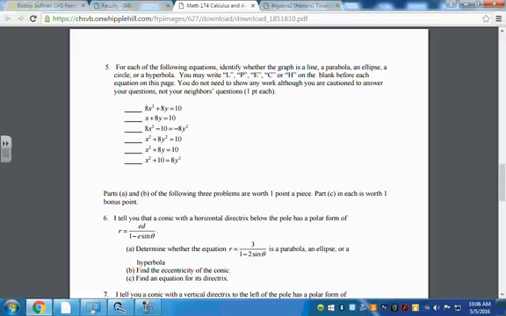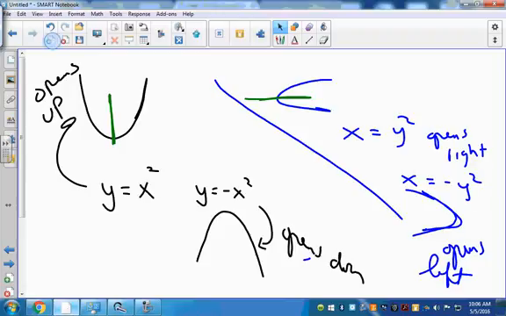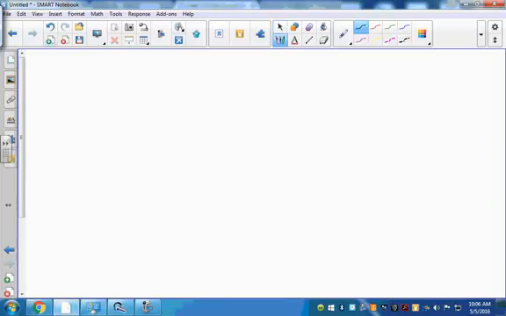So one of the things you need to do early on in the process of dealing with parabolas is to determine whether the parabola opens up, down, left, or right. I want to start with parabolas that open up. Y equals x squared. This is up.